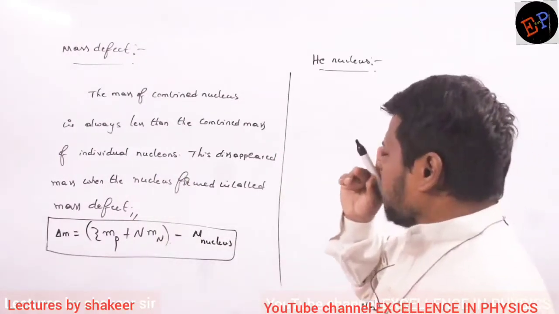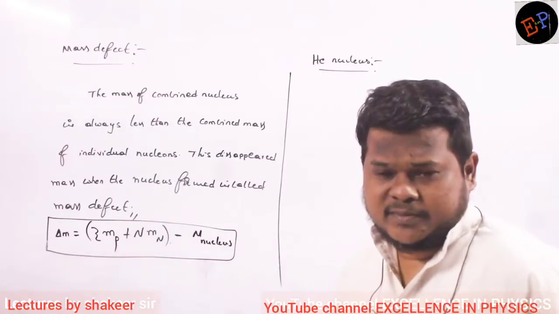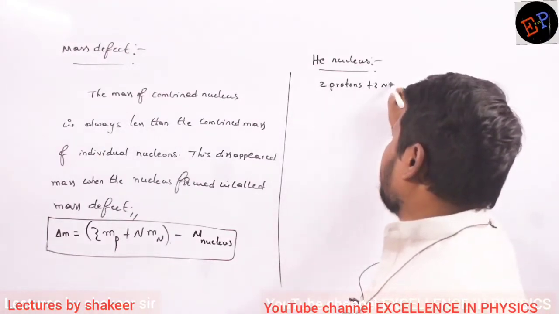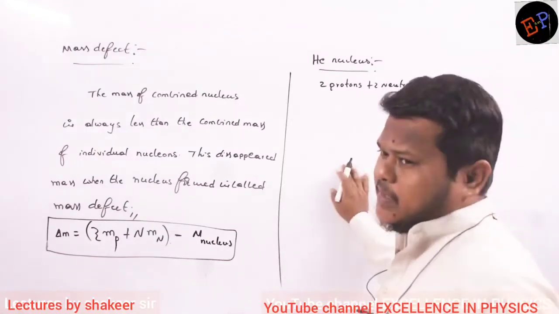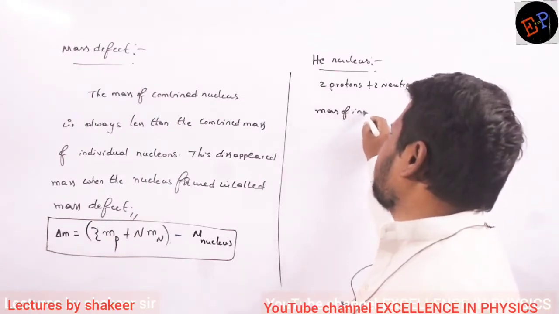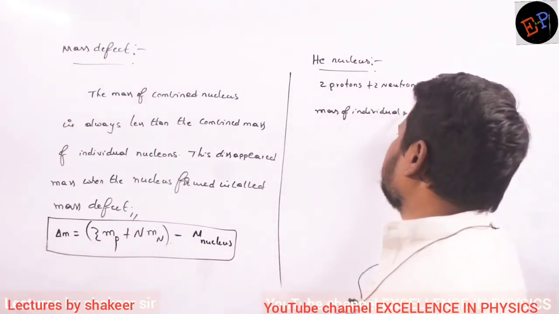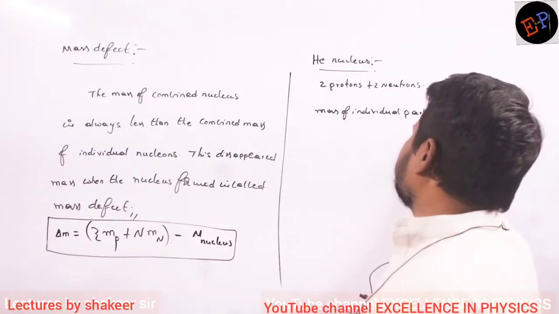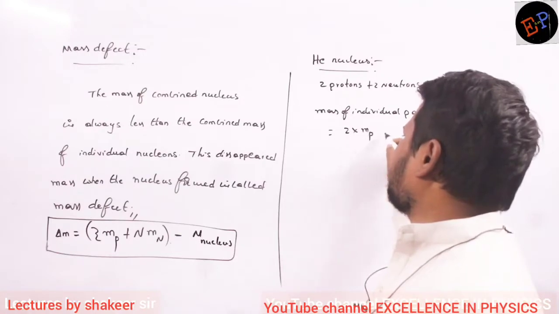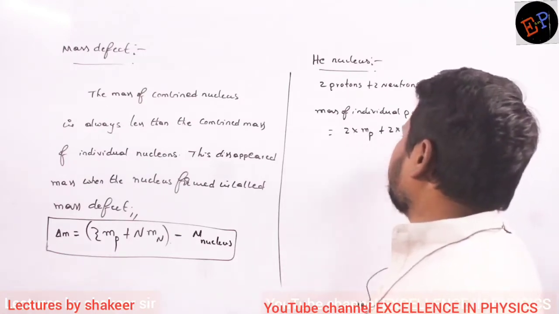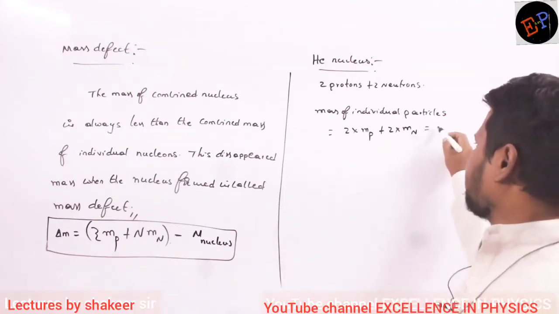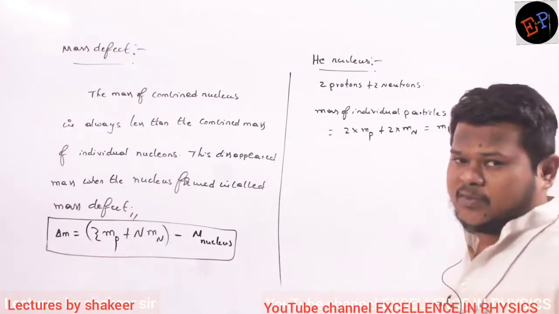In a helium nucleus, how many protons are there and how many neutrons are there? There are 2 protons and 2 neutrons. Are you able to understand? So I will take the mass of individual particles. What is meant by mass of individual particles? 2 into mass of protons plus 2 into mass of neutrons, because there are 2 protons and 2 neutrons. Let us call this total mass M1.